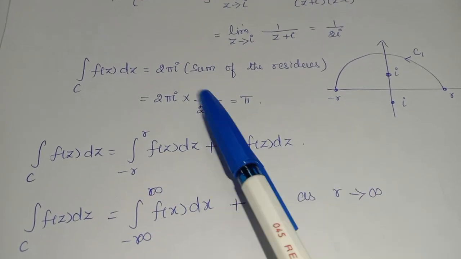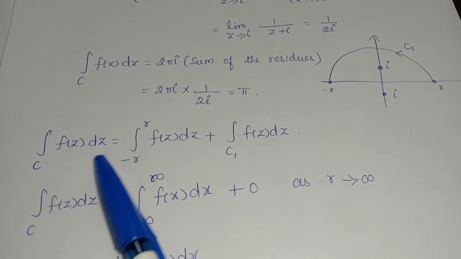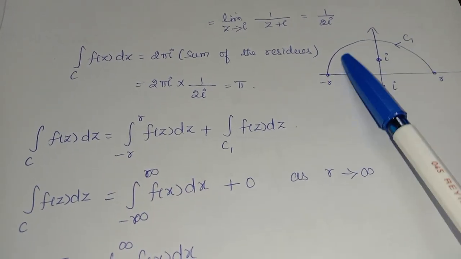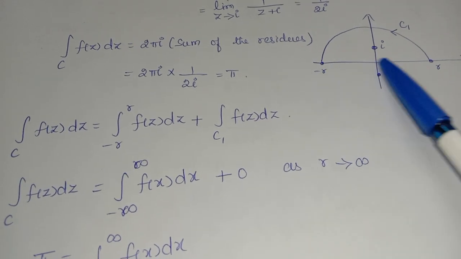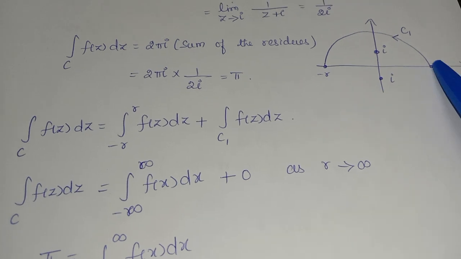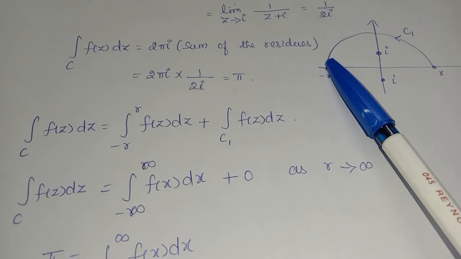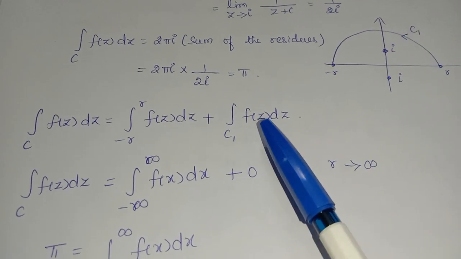So 2 pi i into 1 by 2i equals what? Pi. Now what is this limit integral over C f of z dz? This is nothing but the integral over this semicircle. How will you write this semicircle? It is nothing but minus r to r. This is one of the boundaries, no? So minus r to r f of z dz plus over this circle, C1. C1 I have taken, right?